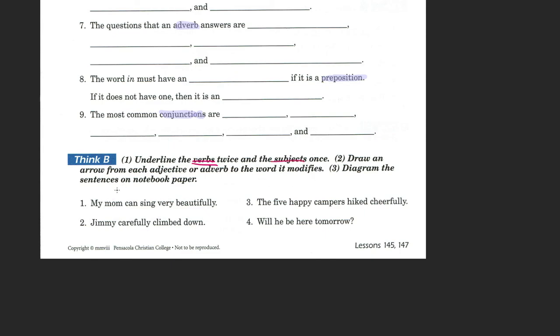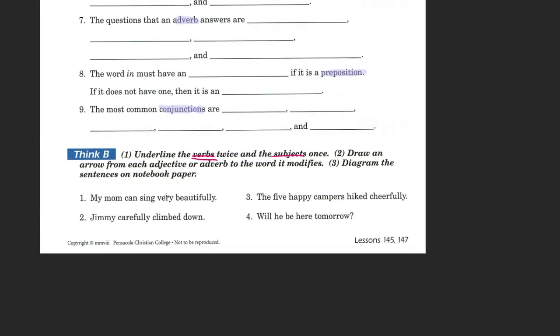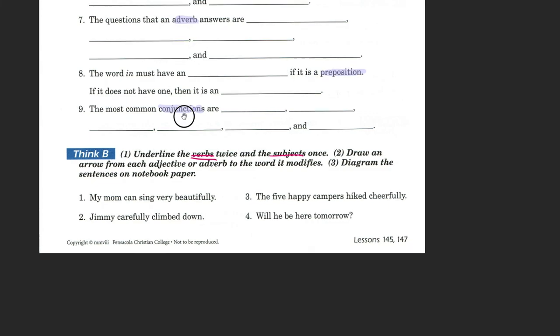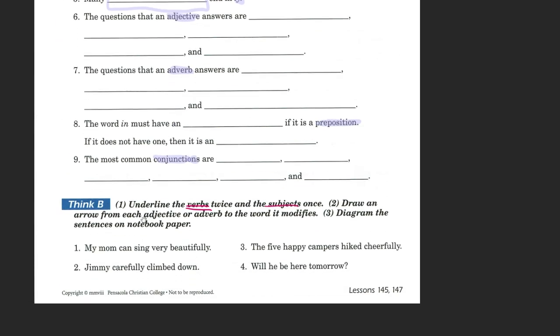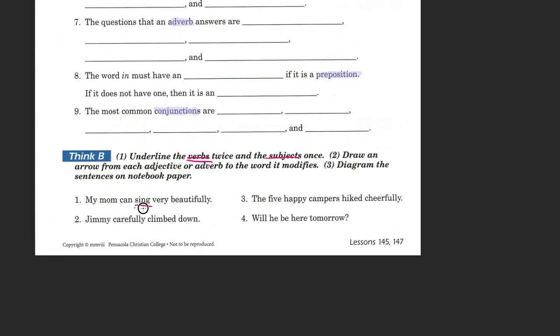So let's look for the verb. My mom can sing very beautifully. What is the verb in the sentence? What's the action here? Verbs show action or state of being. Sing is our verb because that's the action happening. Who can sing? Mom can sing. So mom's the subject. The subject is the person doing the verb.